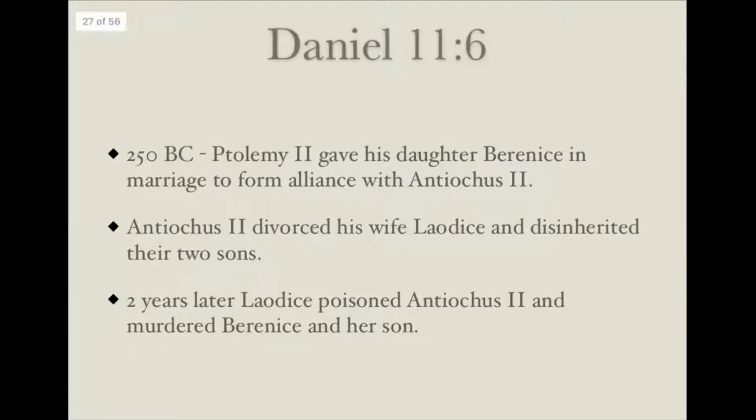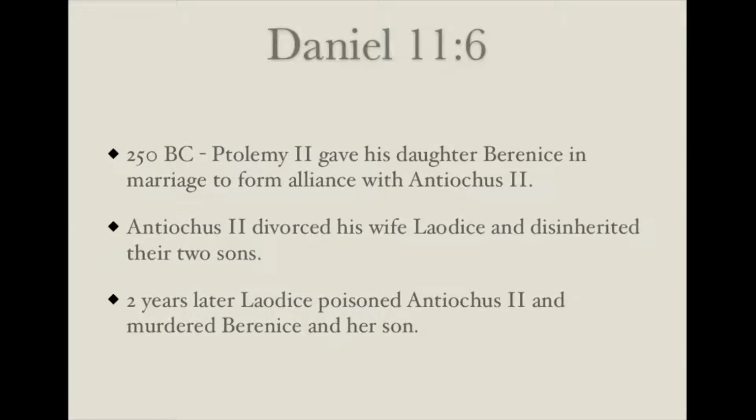Okay, Daniel 11:6. After some years, they will become allies. The daughter of the king of the south will go to the king of the north to make an alliance. But she will not retain her power, and he and his power will not last. In those days, she'll be betrayed together with her royal escort and her father and the one who supported her.